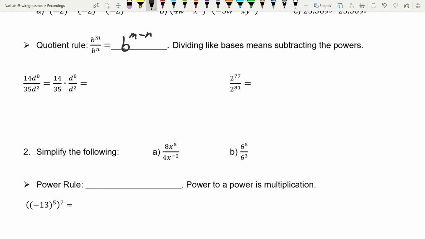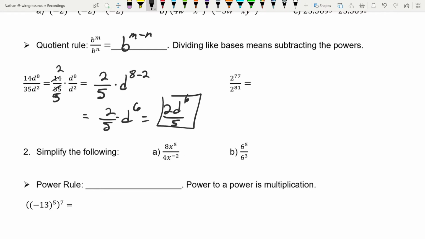14 over 35, I can reduce top and bottom by 7. It's going to give me 2 over 5. And here I have a division of like bases, so that's going to lead to subtraction of the exponents. 8 minus 2 is 6. This, of course, is the same thing as 2d to the 6 over 5 in the numerator. Either one's fine, though. It's the same thing because you can write this over 1. But that's what the resulting power is.